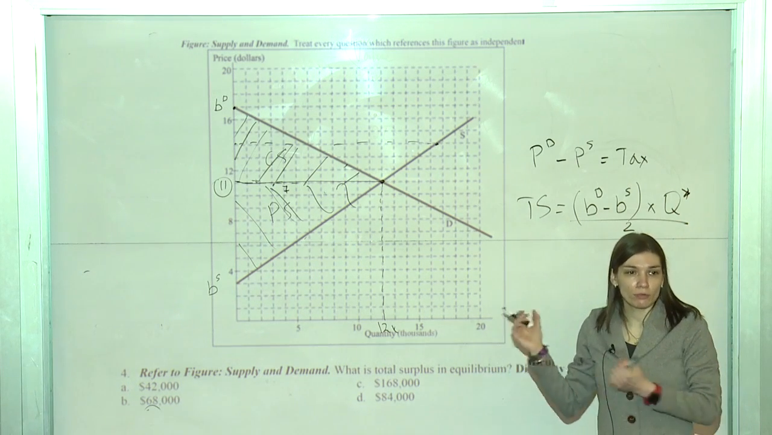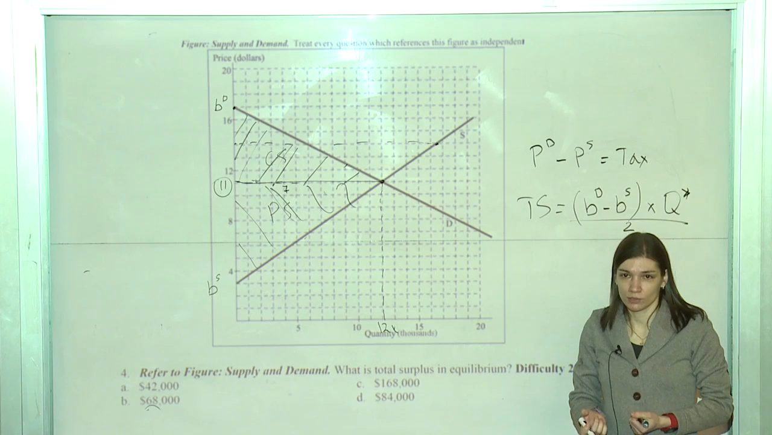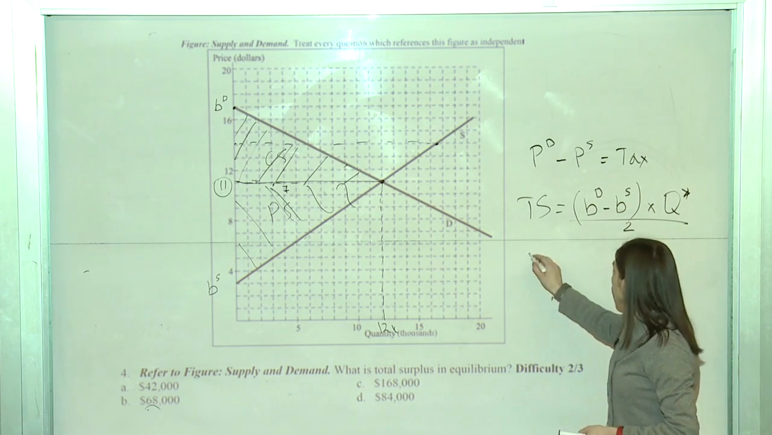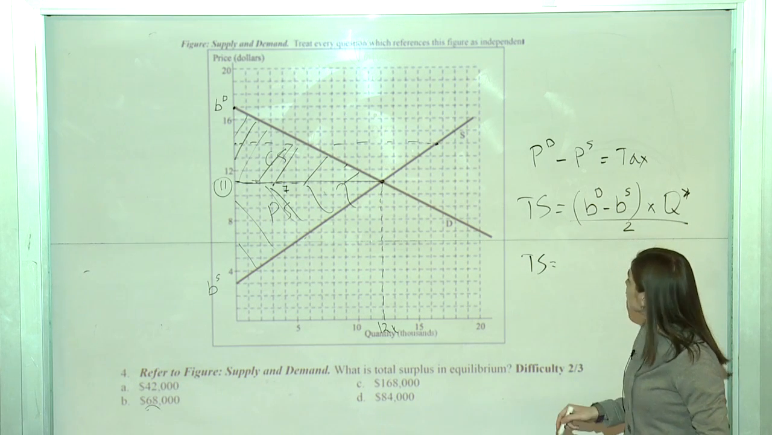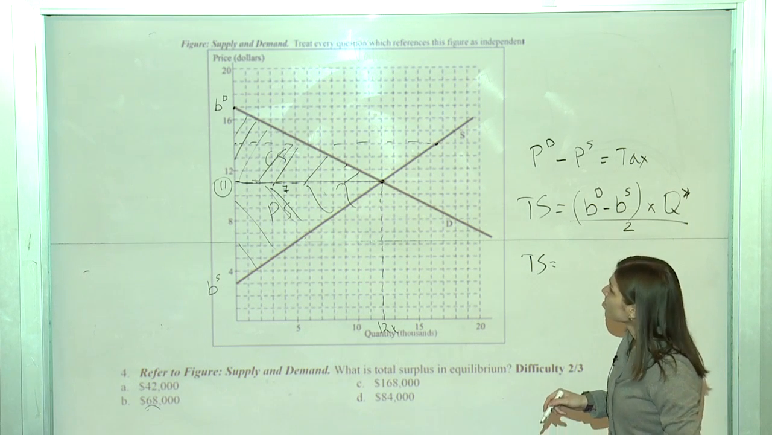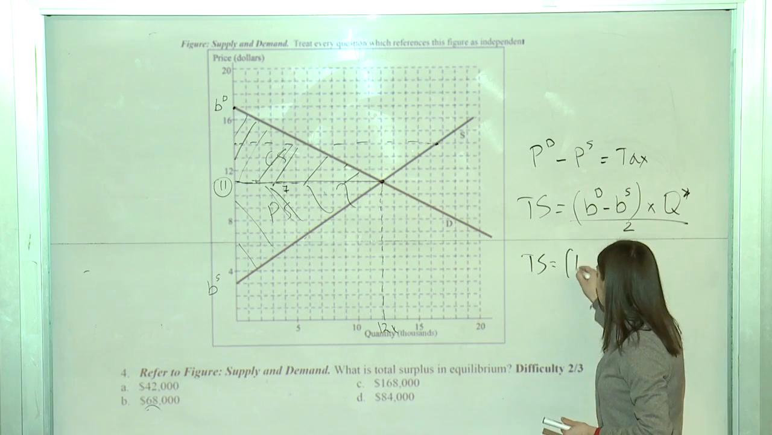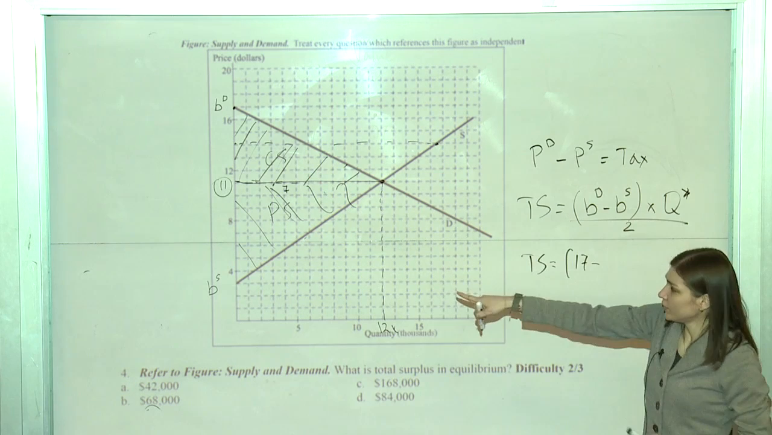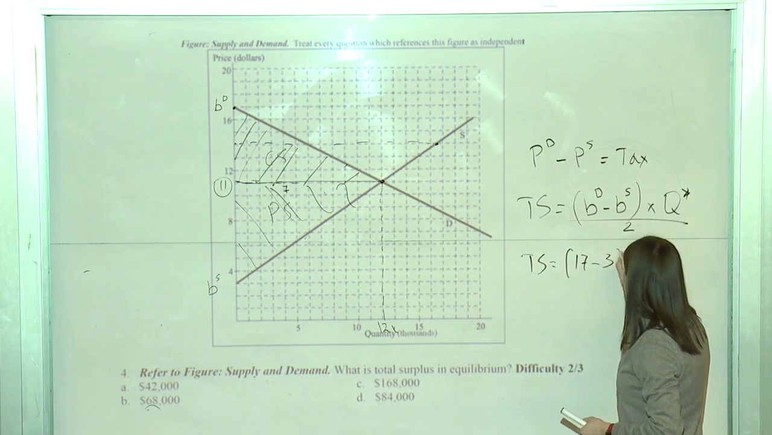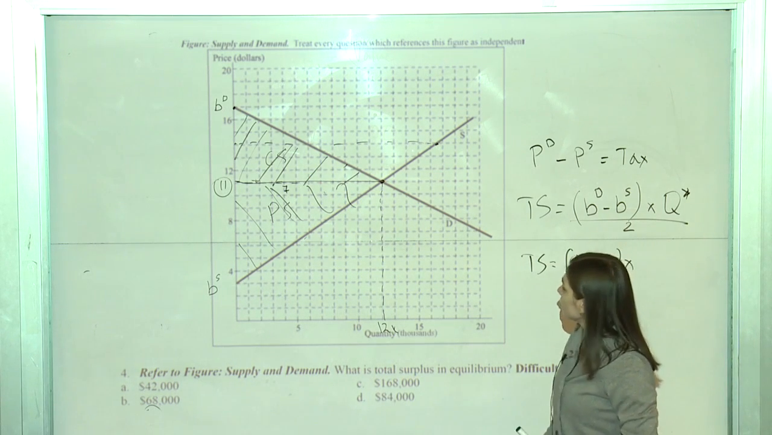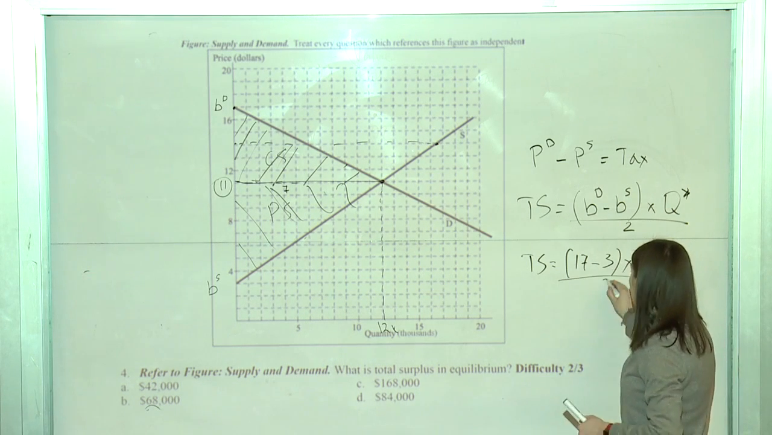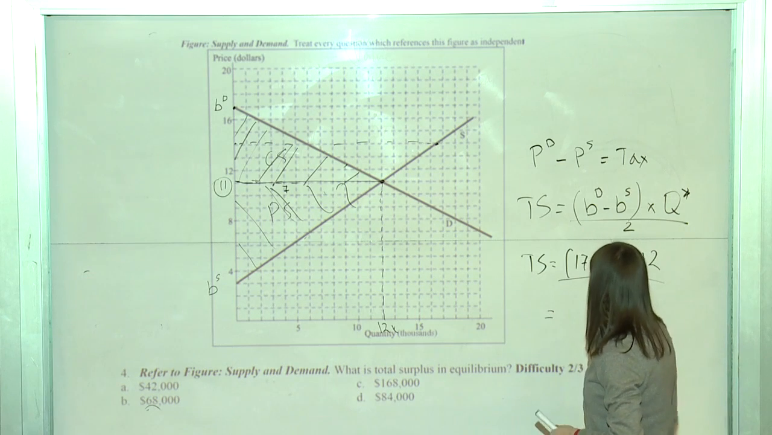And now we have a formula. We just need to plug in the numbers, right? So this is applicable to any situation you have. In our particular case, the intercept of the demand curve is 17, right? Minus 3, which is the intercept of the supply curve. And the quantity in equilibrium we said was 12, right? The whole thing divided by 2.